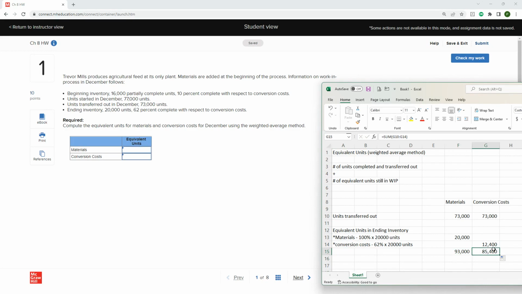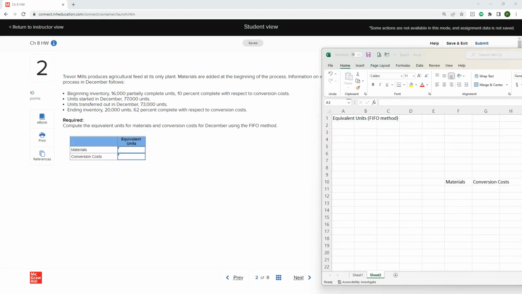This is a little bit tricky because in prior chapters we had simple fact patterns where we didn't have any beginning inventory, and also we didn't have to differentiate between percentage of completion in terms of materials versus conversion costs, but now they're throwing an extra curveball at us in this chapter.